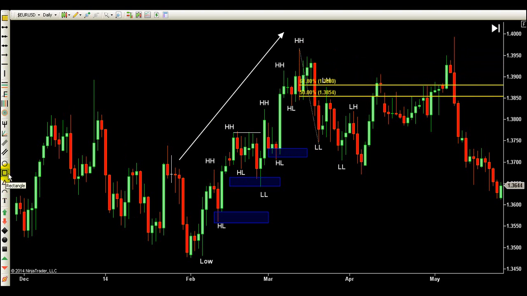Drawing our box. Remember, this is the secret. It's this box. It's not using just a level like these lines, 50 or 61.8. It's actually this zone. This is the secret.